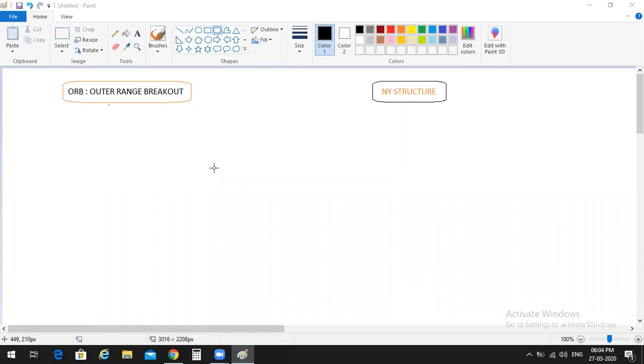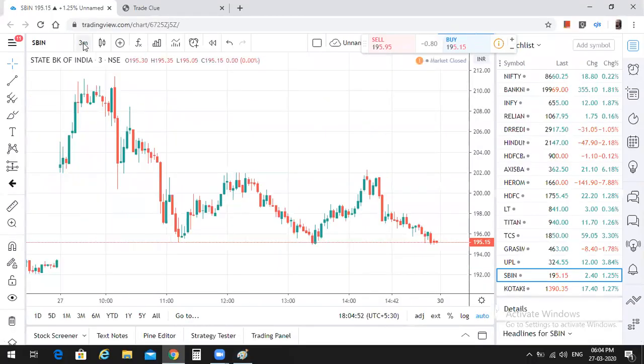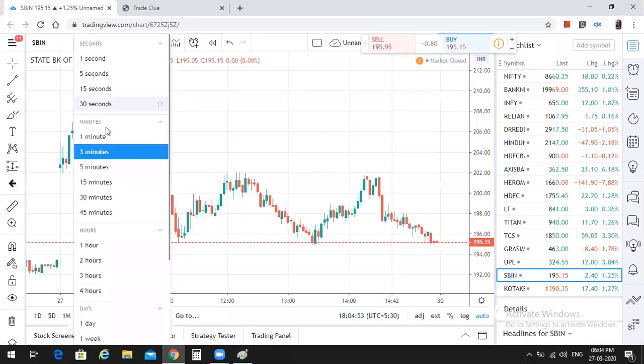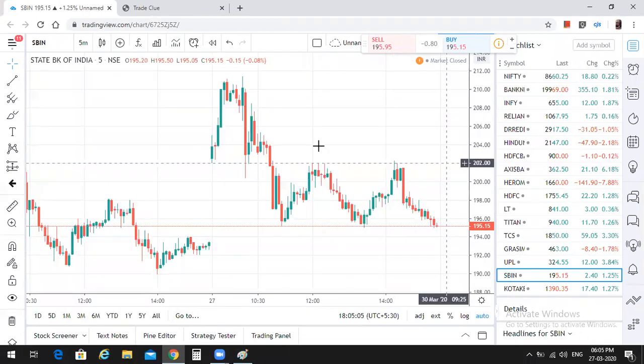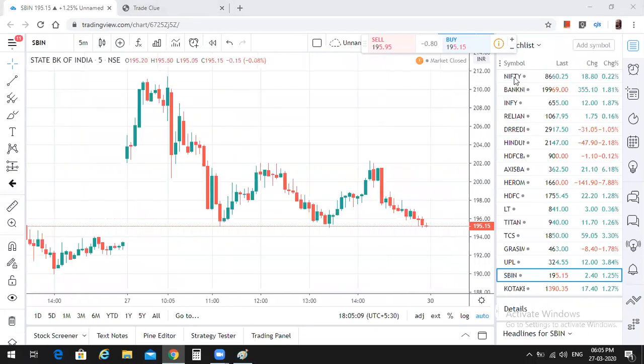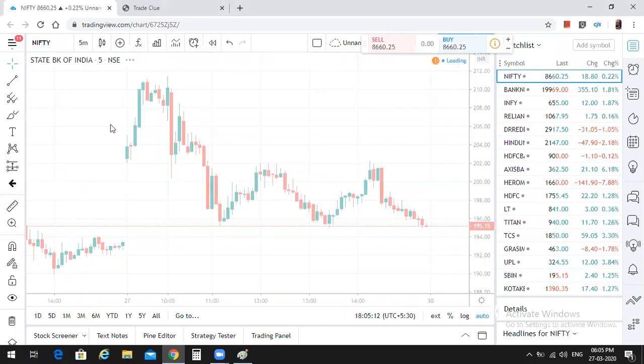So the first thing is called ORB, which is the opening range breakout. First let's understand what is opening, what is range, and then what is breakout. When we see a chart, you may be looking at a 3-minute chart, a 5-minute chart, a 15-minute chart, or maybe a 1-hour chart. Take any chart which you want. For example, let's say today's Nifty chart of 5 minutes.